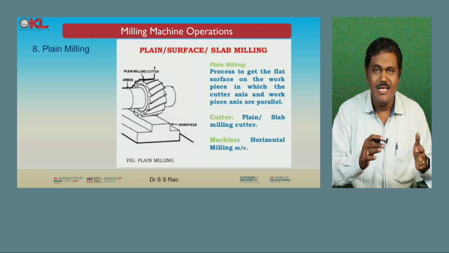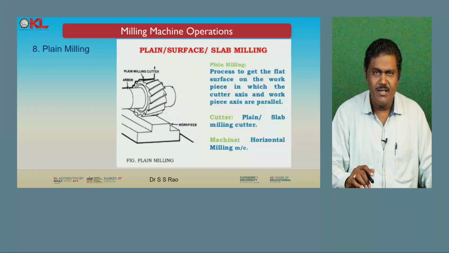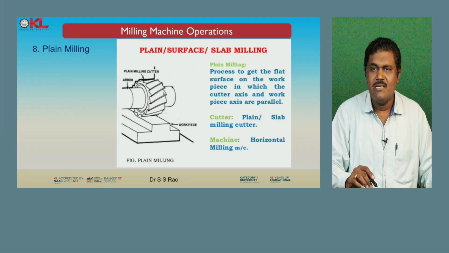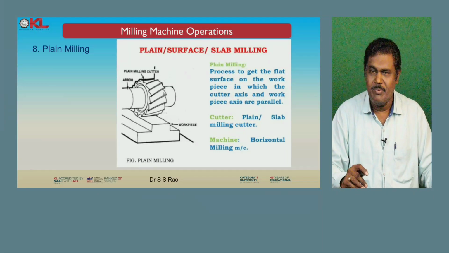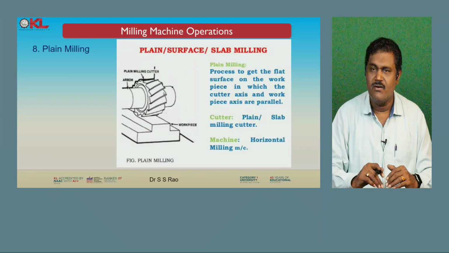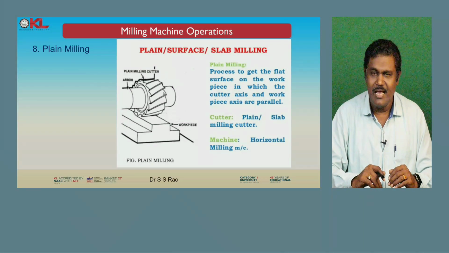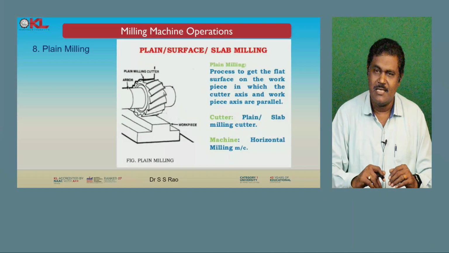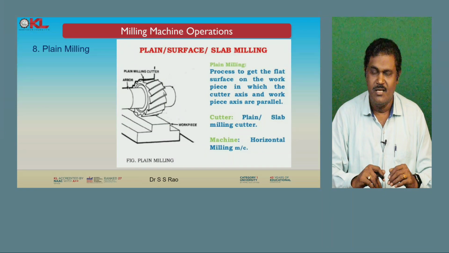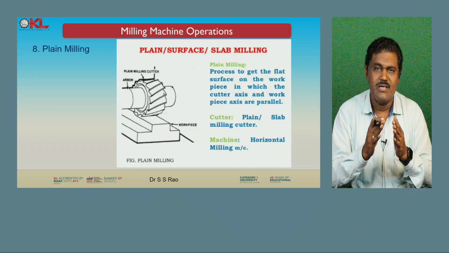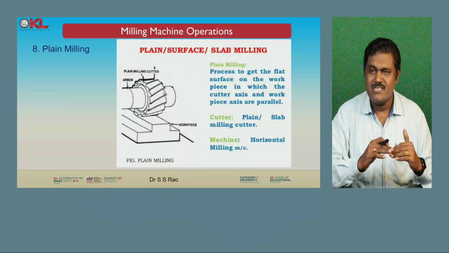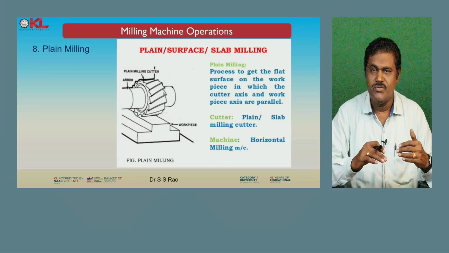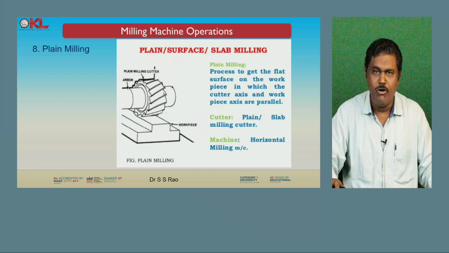Next, the plane milling operations. Now you can see that plane or surface or slab milling are all similar. So plane milling is mainly the process to get a flat surface on the workpiece in which the cutter axis and workpiece axis are parallel to each other. So in plane milling, the axis of the cutter and the workpiece axis both are parallel, and flat surfaces are produced using the plane milling operation.